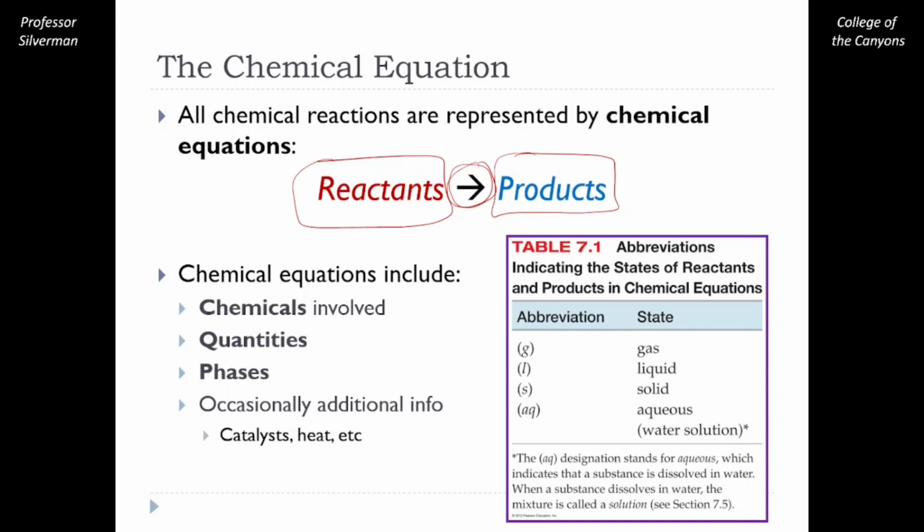For each of our chemicals, we want to indicate how many of each is required. And we'd also like to include the phase for each of our chemicals. Our phases can be expressed as parentheses G or L or S. We've seen those before. Or we have this other one, parentheses AQ, which means dissolved in water.